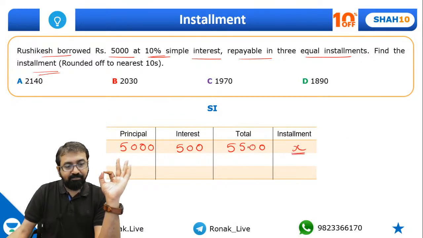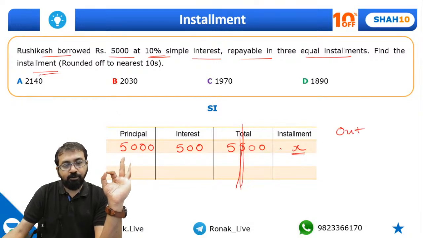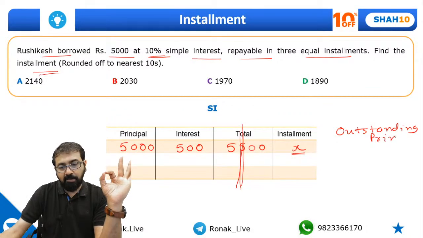Now, okay, please understand this total is of no use over here. Total is of no use because this installment of X rupees will be subtracted from principal. So outstanding principal will be 5,000 minus X.